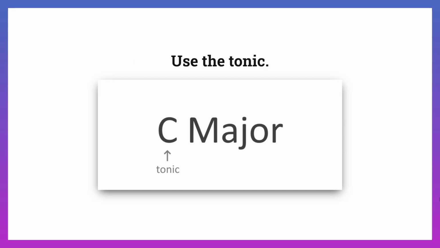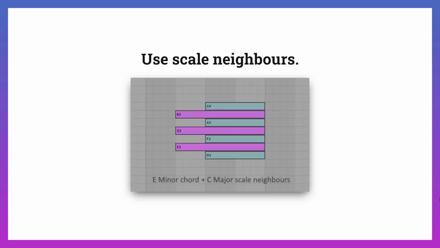The tonic is always a good choice. In principle, you can use it again and again, but it's a good idea to use it right at the beginning or end of a melody because it makes it clearer which scale you are using. Also, for each chord, you can use the scale notes above and below the chord notes.